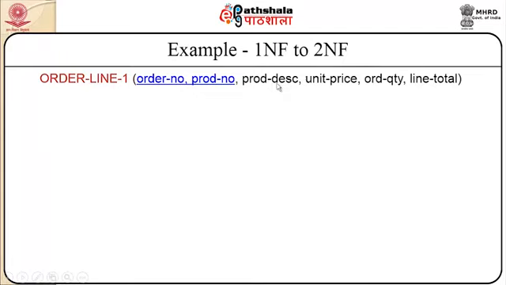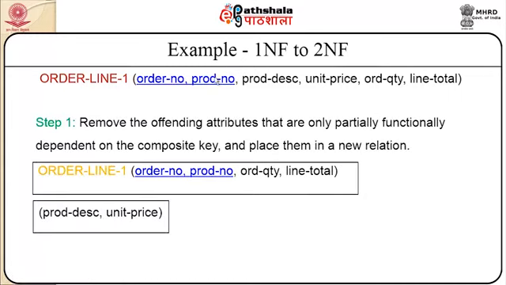Here, product description is not dependent on order number and product number; instead, product description is dependent only on the product number. That is one specific example. So, we have to remove the offending attributes that are only partially functionally dependent on the composite key and place them into a new relation. Product description and unit price are dependent only on product number and not on order number, so I take out product description and unit price from the order line 1 relation.